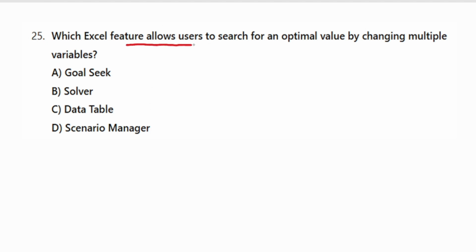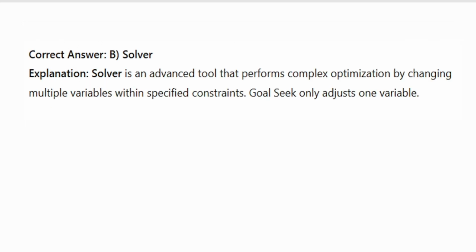Now move to the next question. Which Excel feature allows a user to search for an optimal value by changing multiple variables? So the correct option is Solver. Basically, Solver is an advanced tool that performs complex optimization by changing multiple variables within specific constraints, whereas the other option, number A, is only used for adjusting one variable.